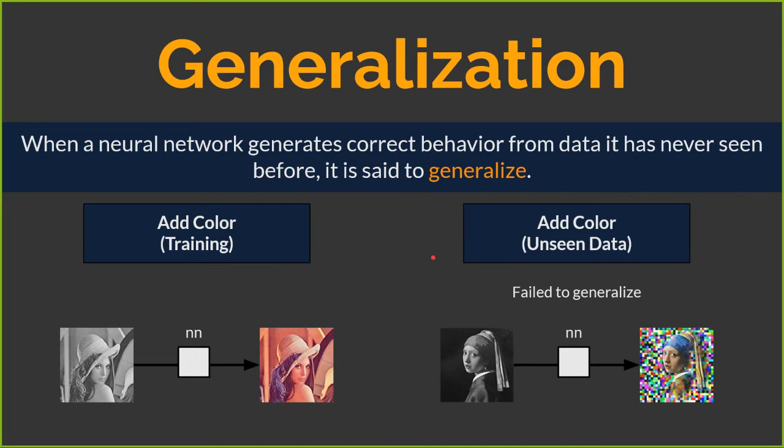Well, if we then try to feed in another black and white image that the neural network has never seen before, we don't know what the behavior might be. It might work just fine, or it might do what we see it doing here, where it's got the shape right. It colored the face correctly and some of the clothes, but this blank background, it just had no idea what to do with. And so it just kind of freaked out and gave us a bunch of random data. And so we say that this neural network failed to generalize.